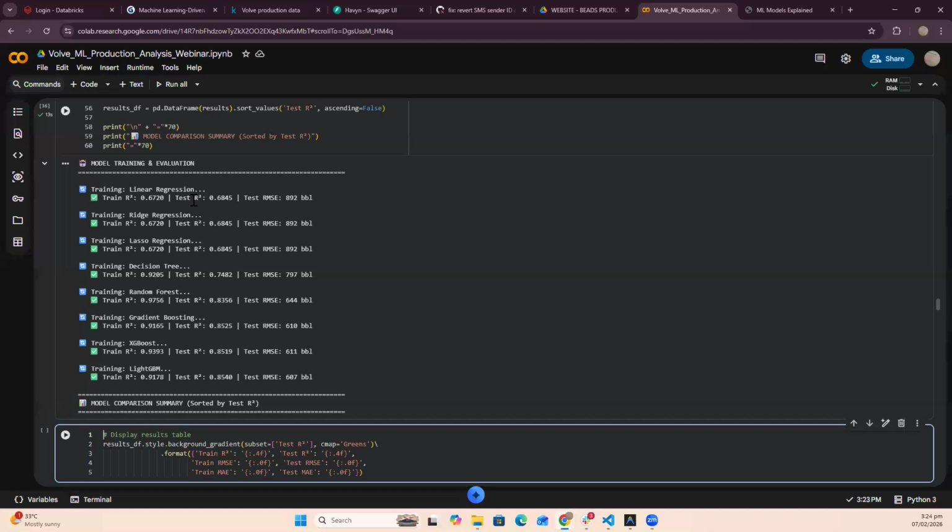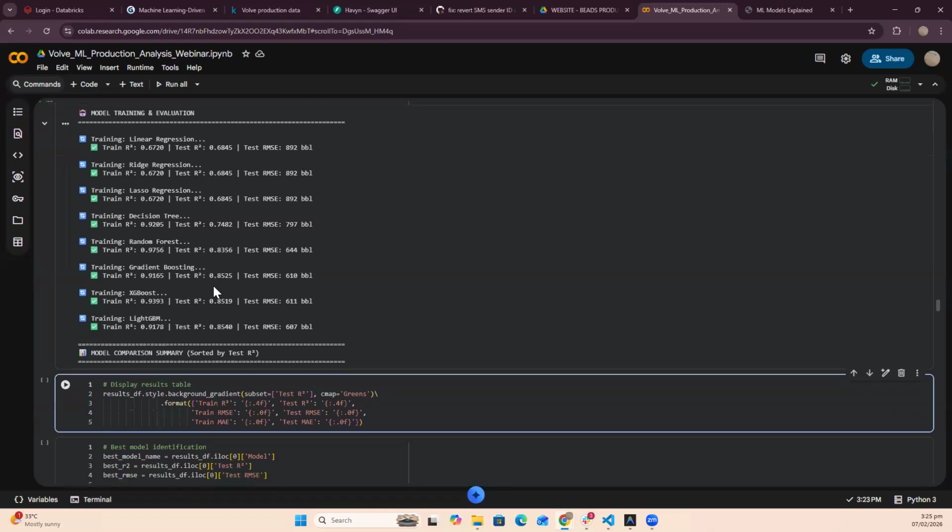So here, as we can see, for linear regression the training score is 0.6, not bad. The test score is 0.6, not bad. The root mean squared error is 892, not bad, right? And when we check ridge regression, for the training set we had 0.692. The test set, we have 0.684. Not bad. All right.